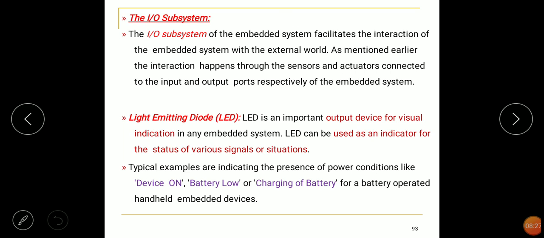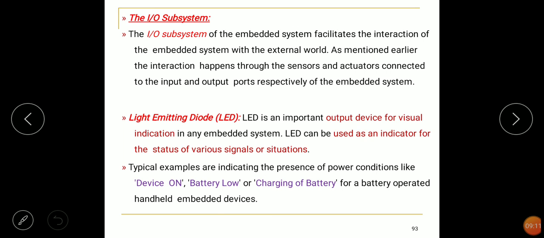Now next we'll study some of the important basic sensors and actuators. We'll discuss what devices are used in an embedded system. That is the topic, the input and output subsystem. The input and output system of the embedded system facilitates the interaction of the embedded system with the external world. As mentioned earlier, the interaction happens through the sensors and actuators connected to the input and output ports respectively of the embedded system.